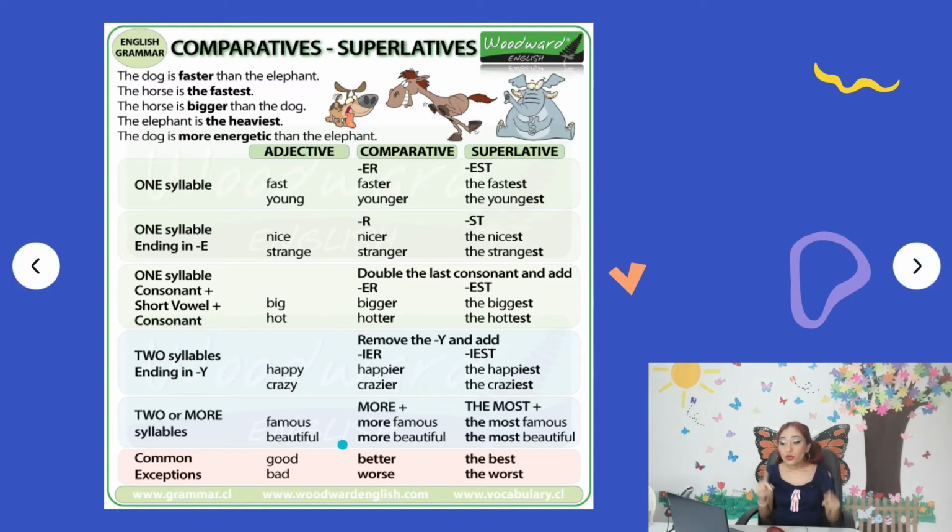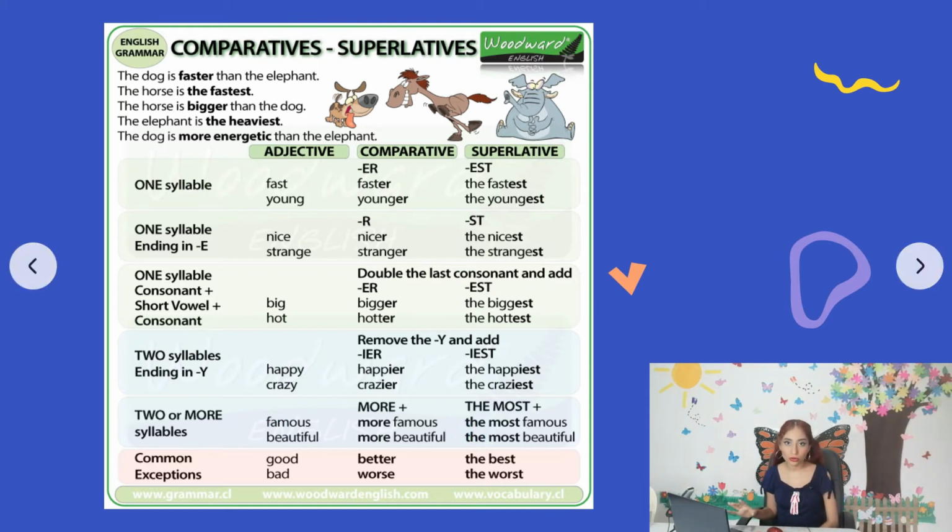Now, 2 or more syllables, we're almost there. 2 or more syllables, remember that these are the long adjectives that I always tell you about. Like we have in here famous, we can also say beautiful, awesome, and what else? Dangerous, we can also say dangerous and some others. Remember that if we have an adjective that is that long, we need to say more famous, not famouser.